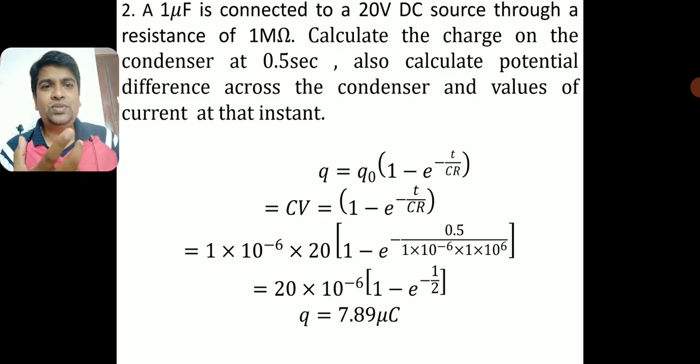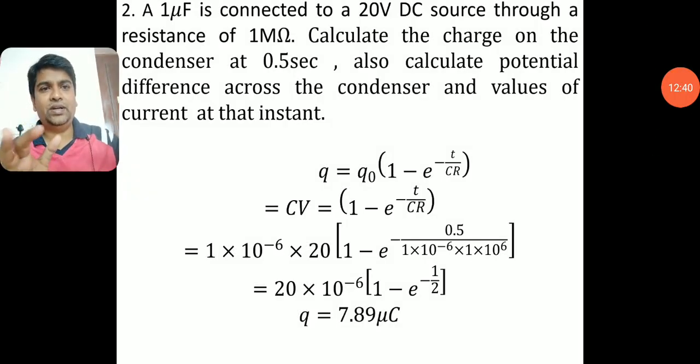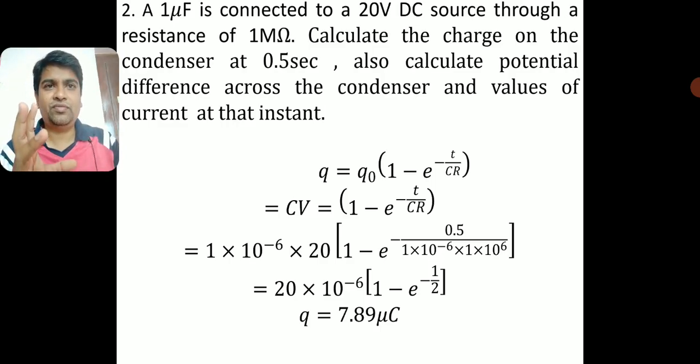Okay, so I'll substitute CV, as C is 1 microfarad, potential V as 20, in the bracket 1 minus e to the power of minus t is 0.5 divided by C is 1 microfarad and the resistance is 1 megaohm. If I substitute all the data and simplify it step by step with a calculator, you will get the charge on the capacitor at that particular time t at 0.5 second as 7.89 microcoulomb.